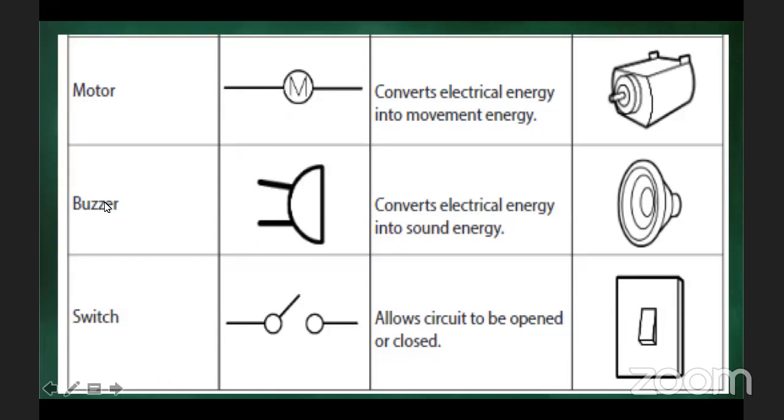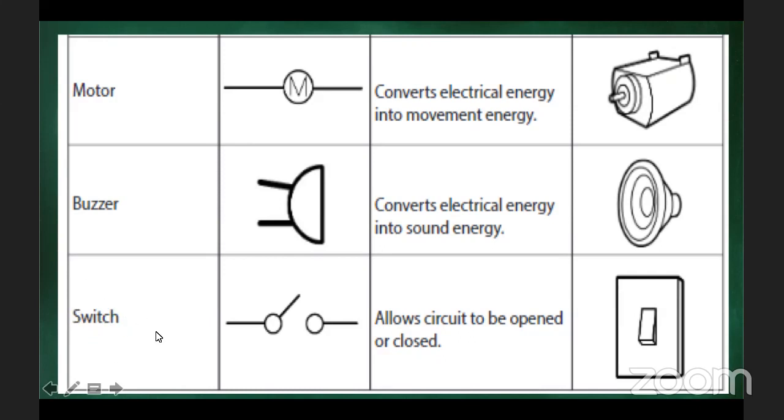We also have a buzzer. A buzzer is also one of the components. We've got this symbol here. The purpose of a buzzer is to convert electrical energy into sound energy. The example on the extreme right is like a speaker. Then the last one will be a switch.